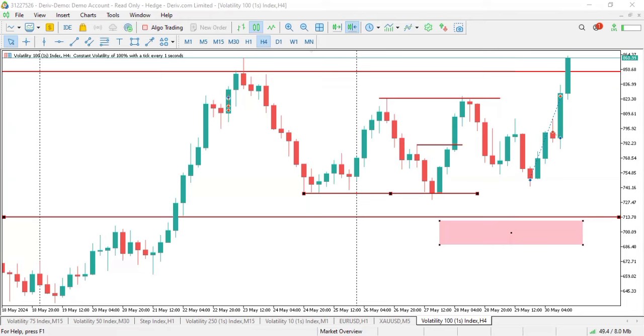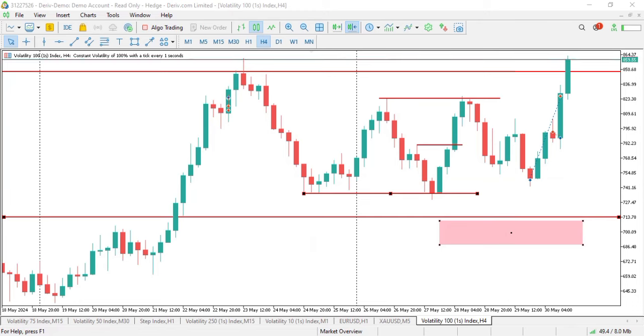And then when it swept it, what happened? It pushed up aggressively. You can see that. It created an order block and also a fair value gap, making this area a very strong demand zone. Okay, so this becomes a very strong demand zone.